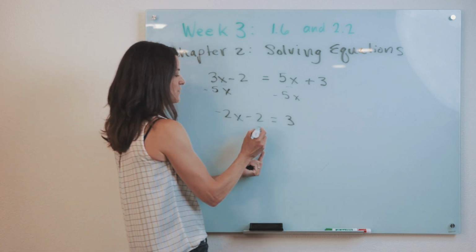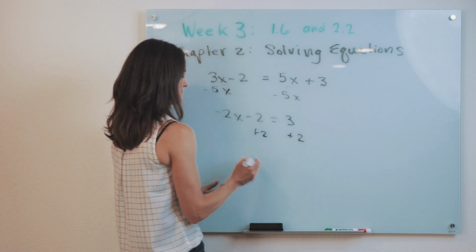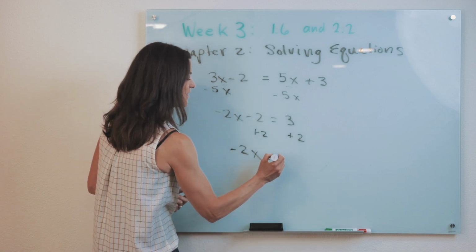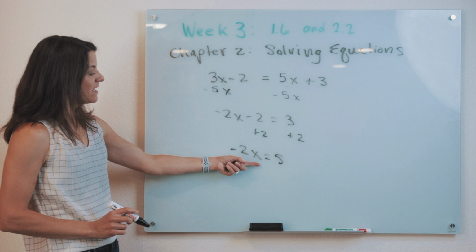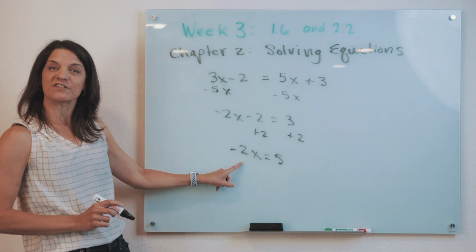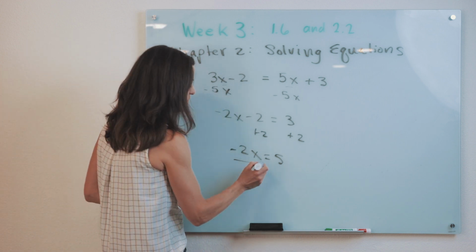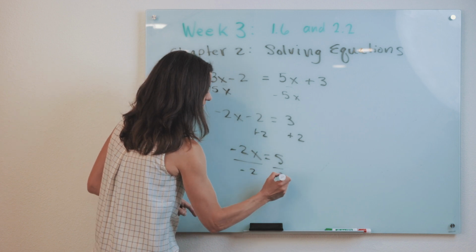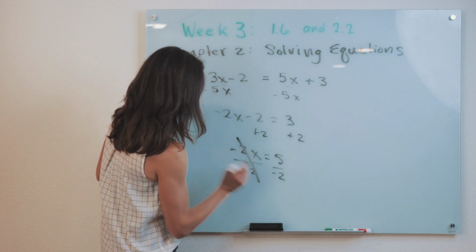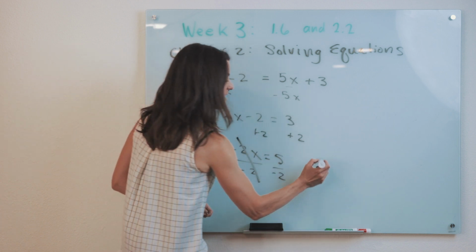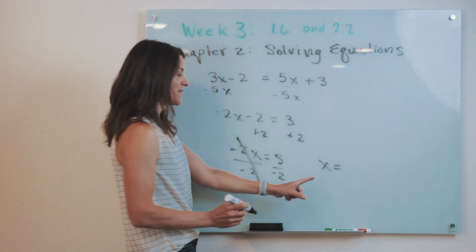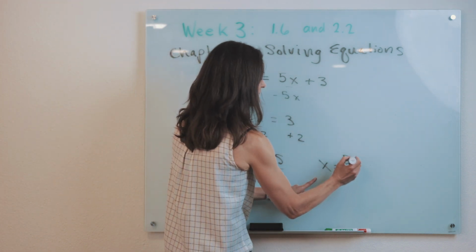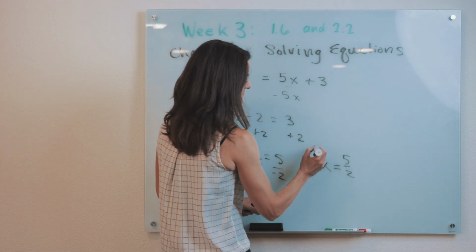We want to undo the operations around this x now. So we'll add 2 to both sides. So we get negative 2x equals 5. And then finally, we want to undo this multiplication of x and negative 2. To undo the multiplication, we divide. That gives us these two negative 2's canceling, and x is by itself on one side of the equal sign equaling 5 halves.